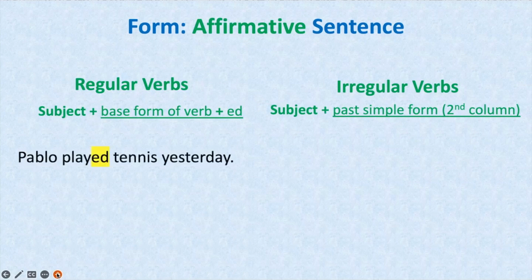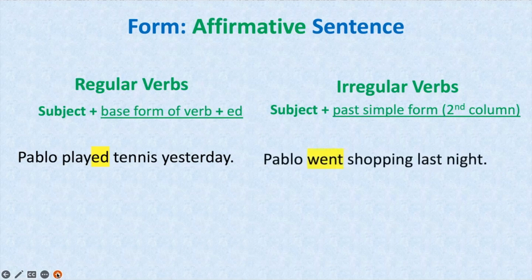Let's look at the examples. Pablo played tennis yesterday. Pablo went shopping last night. Played is a regular verb, so I added the -ed ending to make the simple past form of this verb. Go is an irregular verb. I cannot say Pablo go shopping last night. I need to use the simple past form for go, which is went.